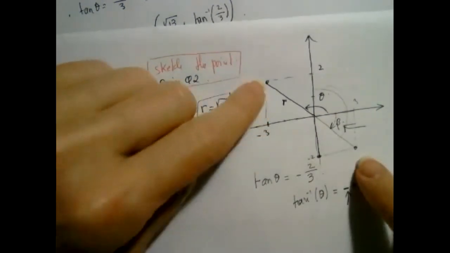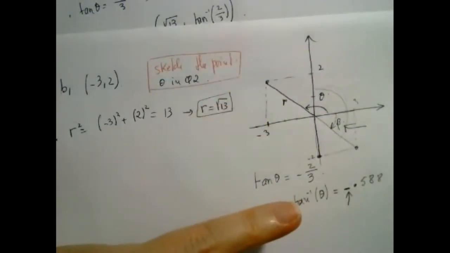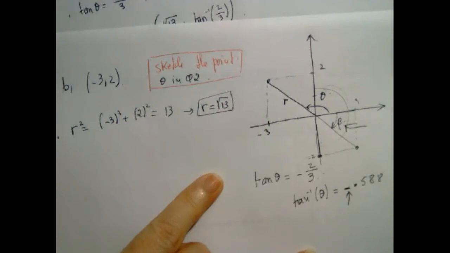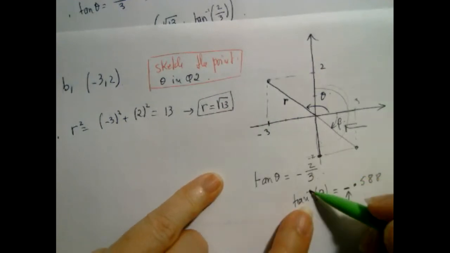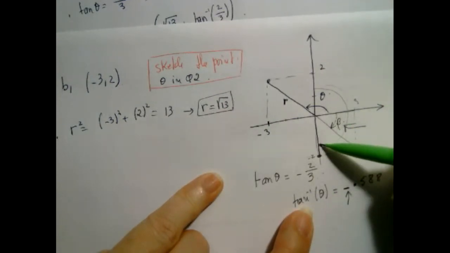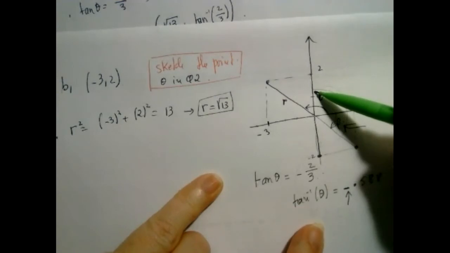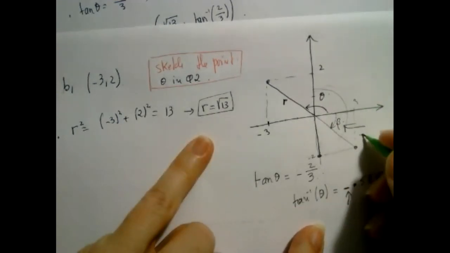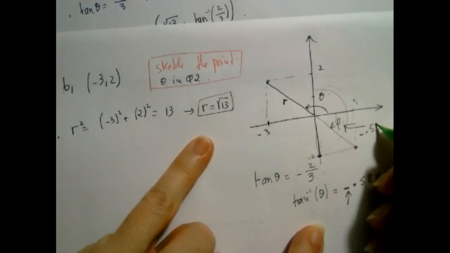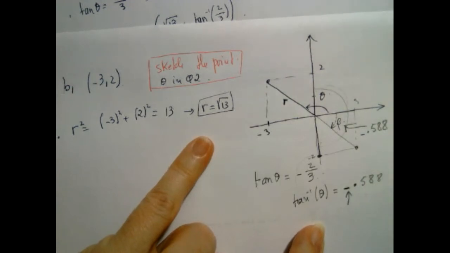Because those two angles, the calculator doesn't give you all possible angles. The calculator will give you one angle whose tangent is minus 2 over 3. It will give you the one between minus pi over 2 and pi over 2. So that's the calculator. This is the minus 0.588. That's the one your calculator gives. But that's not my theta. What is my theta now?